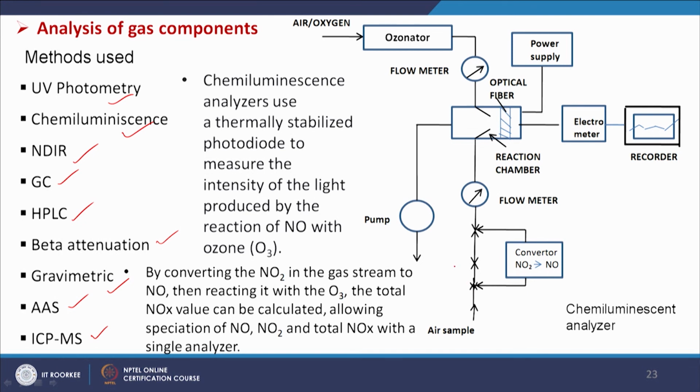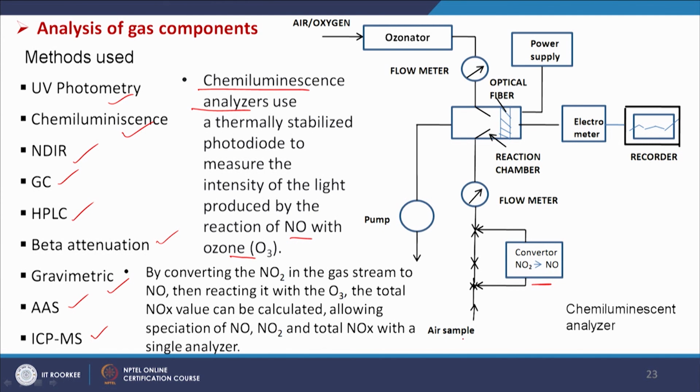In chemiluminescence, NO reacts with ozone and that produces some intensity of light. That intensity of light is proportional to the concentration of NO. So, this chemiluminescence analyzer is used to measure the NO concentration in the gas sample, and if you want to get the NOx, say NO2 plus NO, then NO2 can be converted to NO.